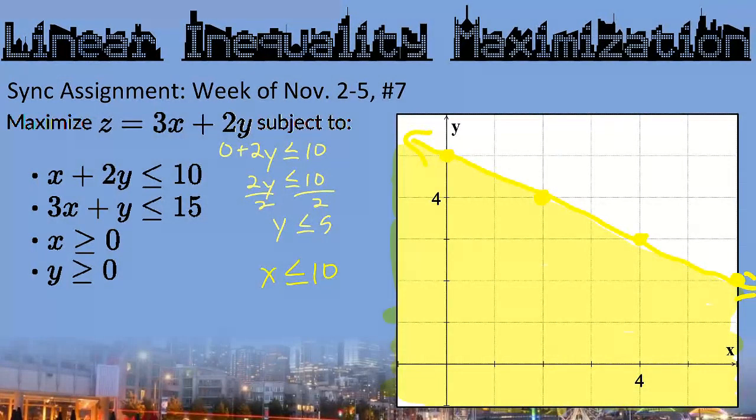So I saw that here is a point 0, 5. I got that right here. Is that okay? Okay, I plugged 0 in for x, and then I just solved for y.